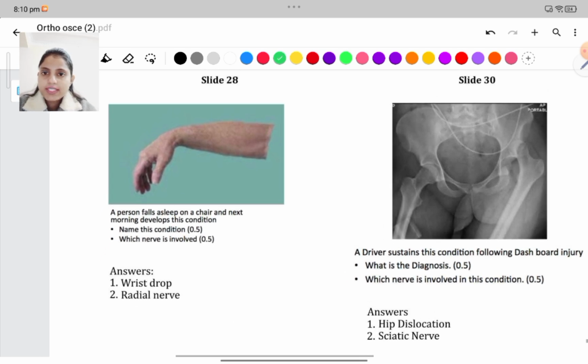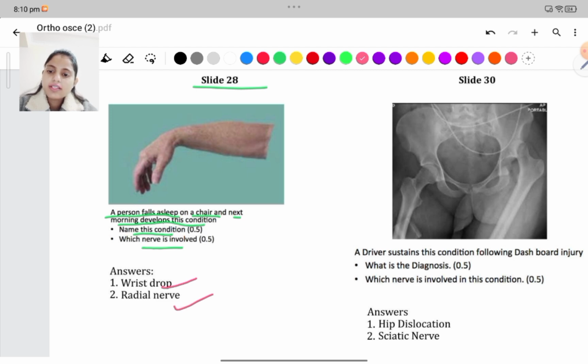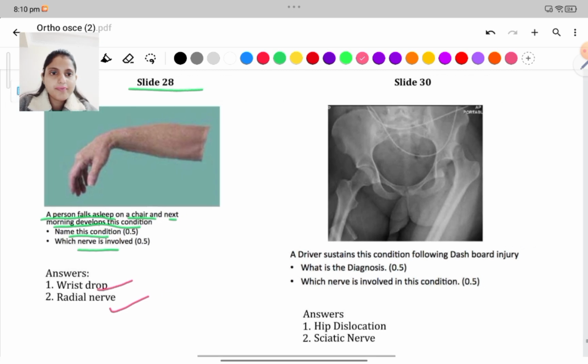Question number 28. A person falls asleep on a chair and next morning develops this condition. Name this condition and which nerve is involved. Here we can see the wrist drop. So the condition is the wrist drop, and when the radial nerve is injured, there is the wrist drop.